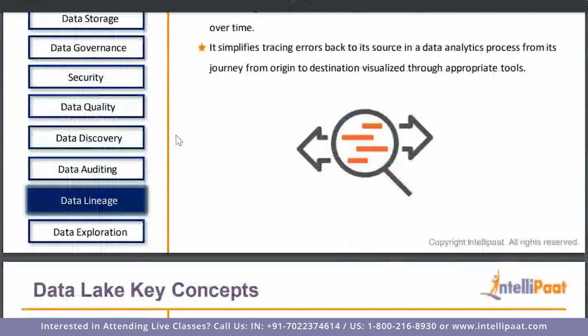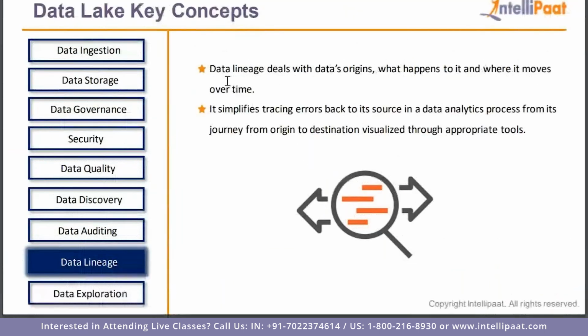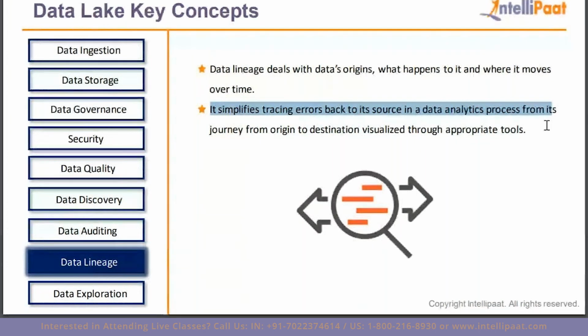Data lineage. Data lineage deals with the data origins, and what happens to it, and when and where it is moved over time. It simplifies tracing errors back to their source in a data analytical process, and its journey from origin to destination is visualized through an appropriate tool, like you saw in the data factory. In the pipelines, you can see where the data is going. And again, internally, if you go further in the logs, it will show from what data type to what data type it has been moved.